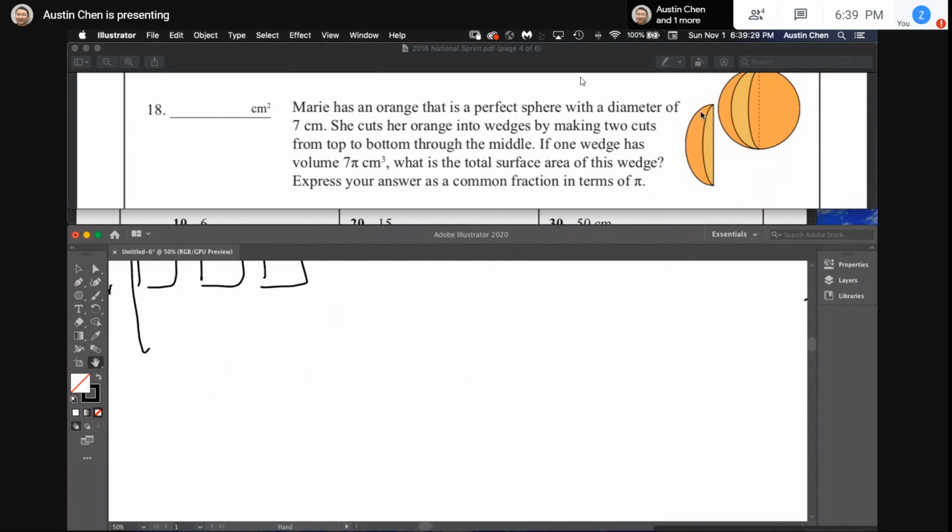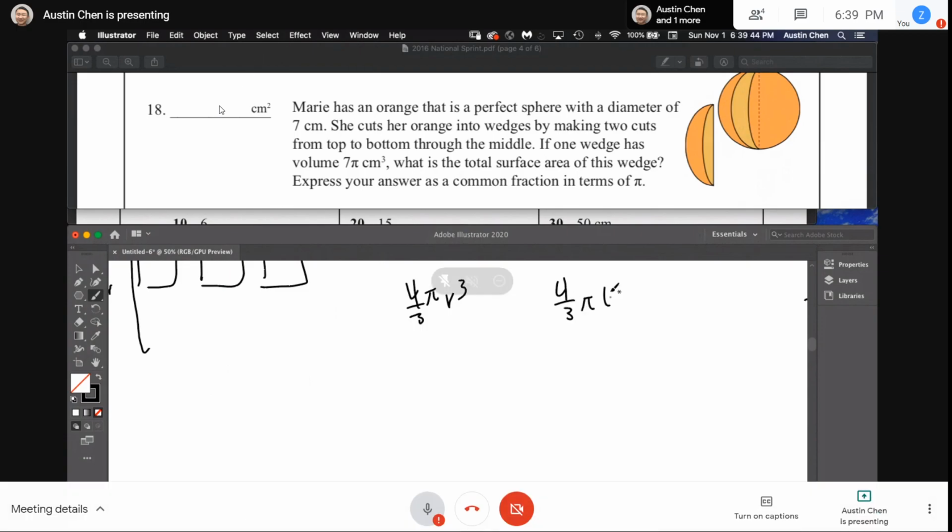So yeah, let's find what fraction the wedge is of the sphere. So we need to find the volume of the sphere, which is just going to be the formula is 4/3 pi r cubed, right? So the volume of the sphere is going to be 4/3 pi times 7.